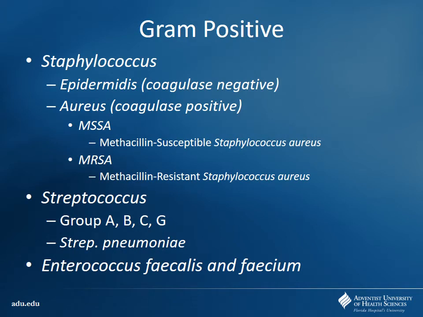So again, some of our common gram-positives you're going to run into. One of the big groups is going to be Staphylococcus, and so we have different varieties like Staph epidermidis. Where do those live? On the skin. That kind of makes sense. You also have your Staph aureus, and this is going to be coagulase positive staph. The two main varieties that we'll talk about include MSSA, which stands for methicillin susceptible Staphylococcus aureus, and then you have your MRSA, which is methicillin resistant Staph aureus.